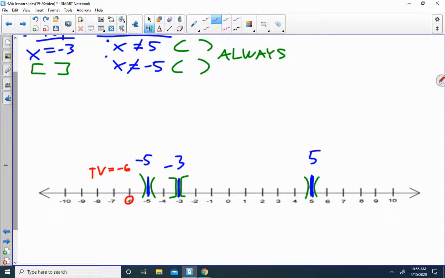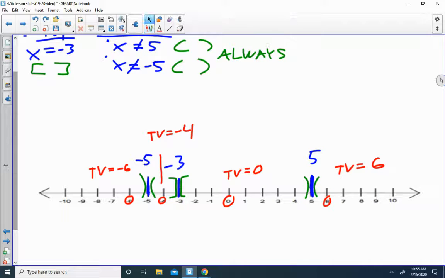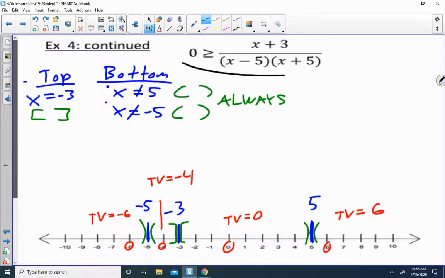For this one, looks like I can go ahead and pick -4. Yay, no decimals I have to plug in. For the third one, I'm going to pick 0. And then for the last interval, I'm going to pick 6. All right, so those are our test intervals that we're going to test. And we're going to be using this function.